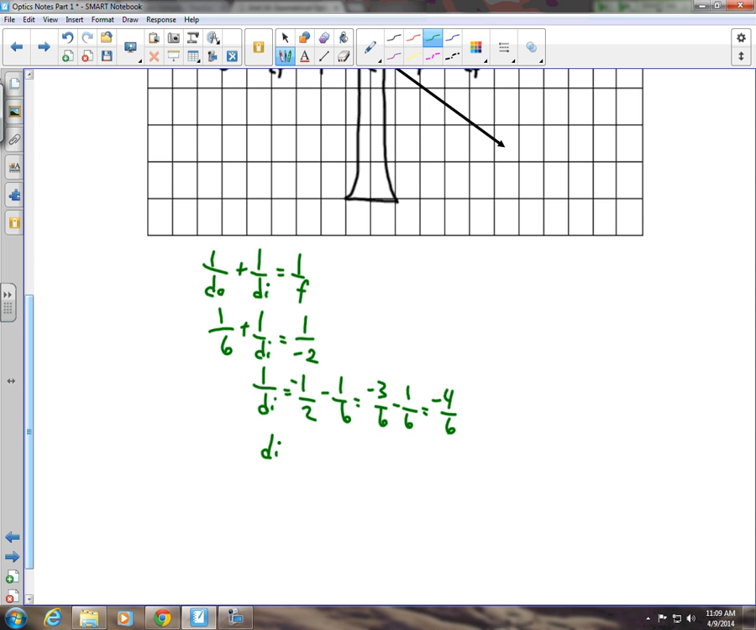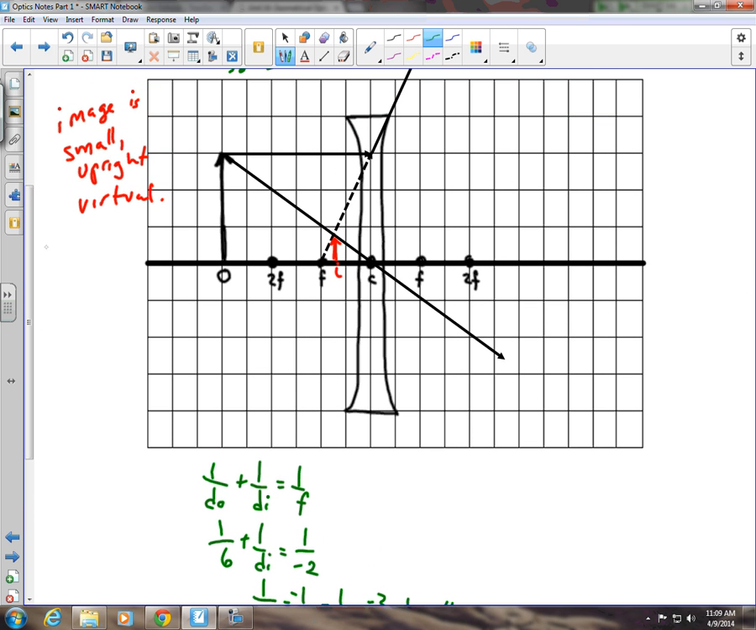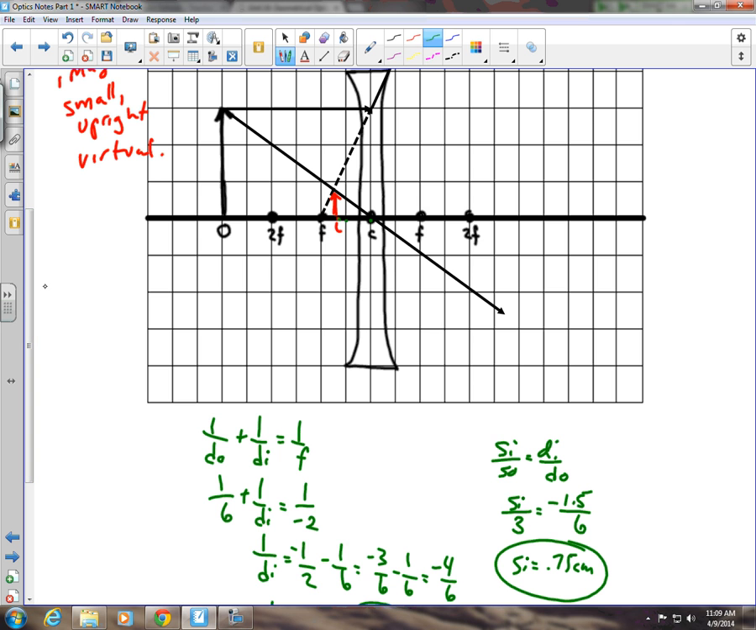If I take the reciprocal, DI is minus 6 over 4, which is minus 1.5 centimeters. The minus there means that it is virtual and that it is to the left of the lens. If I look, it is 1.5 away to the left of the lens. Then SI over SO is DI over DO. SI over 3 equals negative 1.5, which we just got for the DI, over DO, which is 6. If I solve that, I get SI equals 0.75 centimeters. And if you look, the height of this does look like about 3/4 of a square.